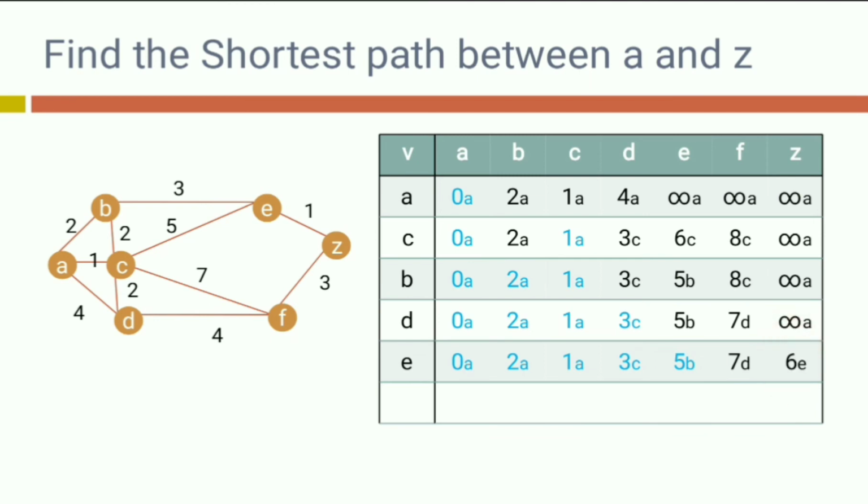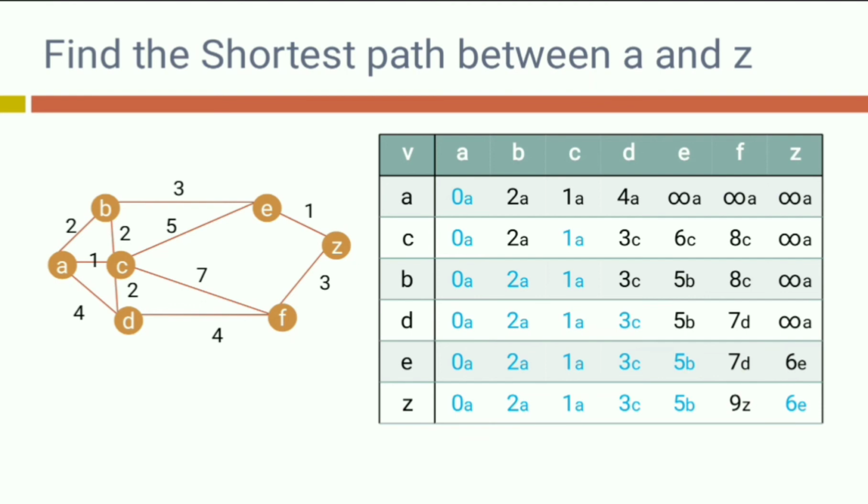6E. Then what is the minimum now? Z. So we'll include Z in our shortest path. So we'll write Z here. We'll write all these distances as it is, and we'll write 6E as it is. Now we have to see the distance of F from Z. Distance of F from Z is 3. 3 plus 6 is 9. So we'll write 9Z here.